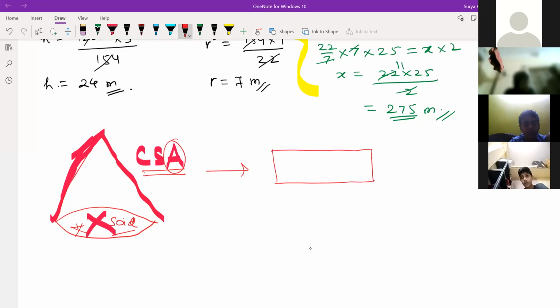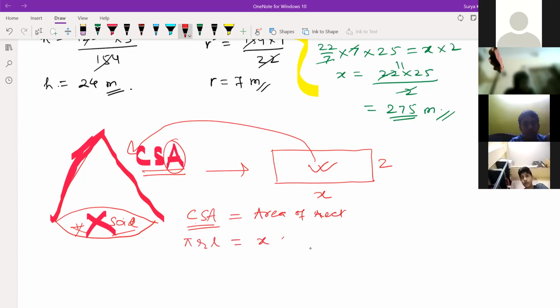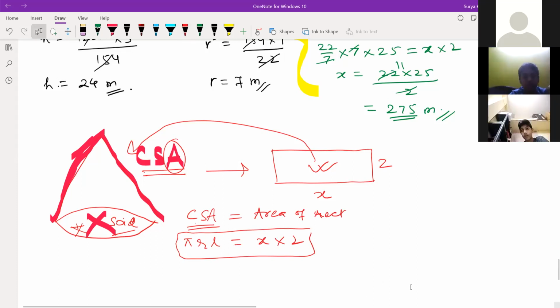Is it clear, Bhumika? Sir. So by the help of this cloth only, we are going to make this CSA of cone. Is this clear now? Yes, sir. So what we have to do is, curved surface area is nothing but area of rectangle. Understood? Or area of canvas you can write, area of rectangle. So area of CSA is nothing but pi r l is equals to x into 2. Hope you understood now, right? Yes, sir. Anyone is still having doubt in this? Sairitvik? Diksha? No doubt, sir.